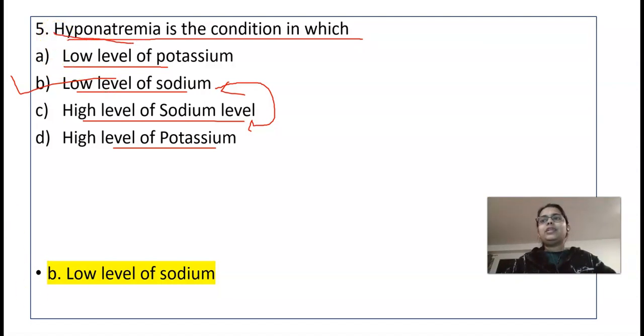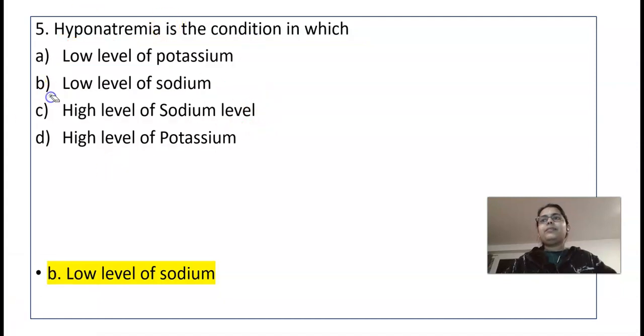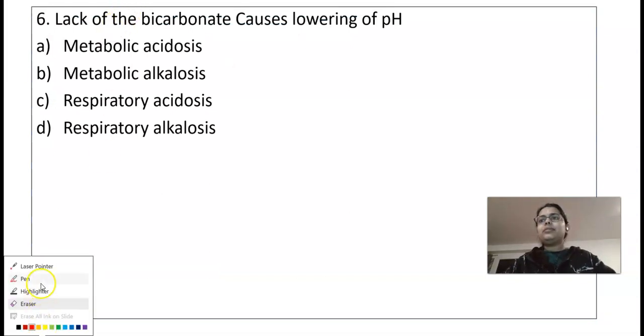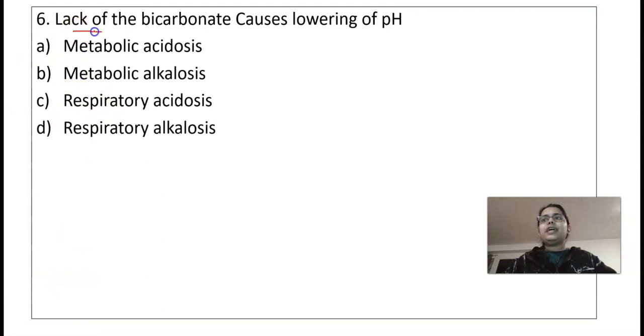So let me take the eraser again. Okay, so let's go to the next question now. Here I have to take the pen. And the sixth question, that is, lack of bicarbonate causes lowering of pH. So what is that condition called?